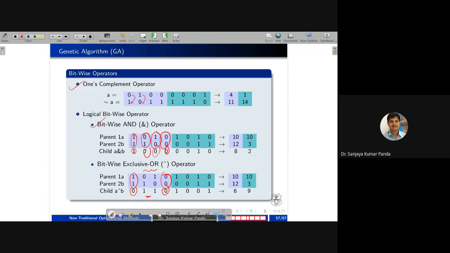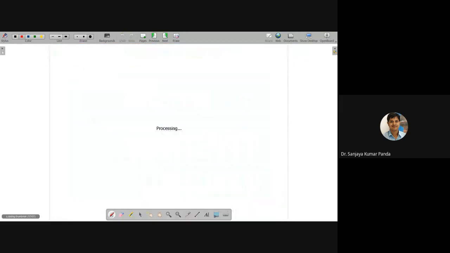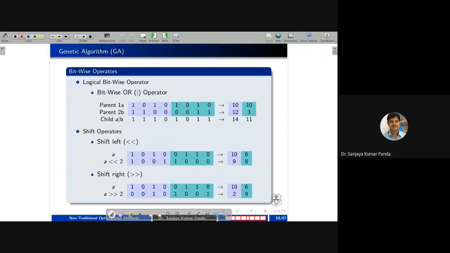These operators you can also apply if they are applicable to your domain. They are required whenever you are applying the genetic algorithm. Similarly, there is the bitwise OR operator. OR says that if both bits are 0, then only it is 0. In other cases, it is 1. Or you can apply the left shift and right shift operators.